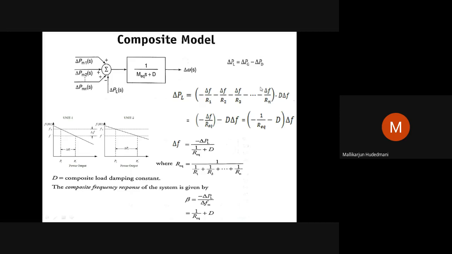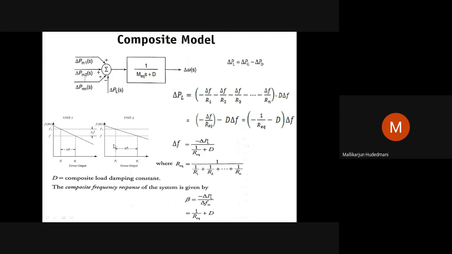So if I write this first term in a simplified way, you can see delta F divided by R equivalent, something I wrote here, delta F by R equivalent. So what is this R equivalent? Equivalent droop of the generators in a plant. Now how do you get to know? Look at the diagrams I mentioned.